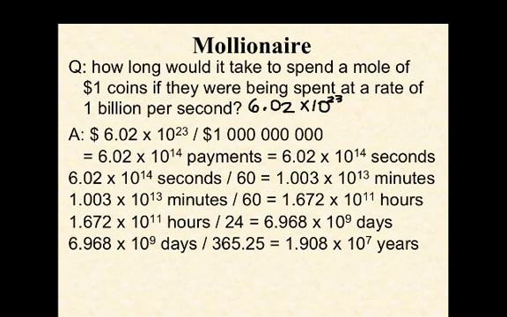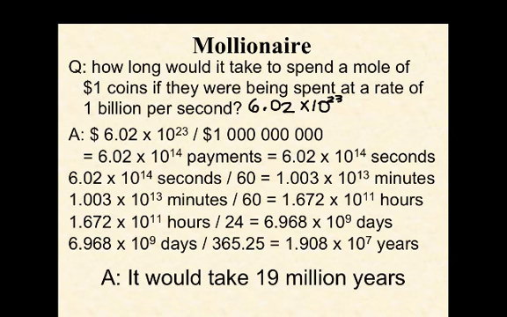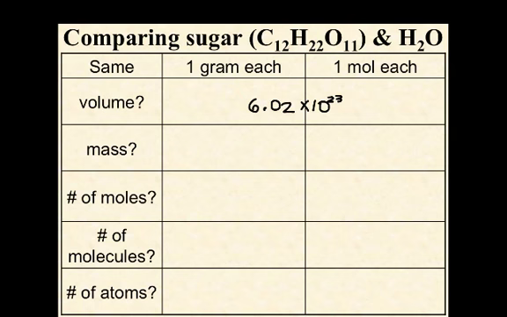This is a really huge number. It's bigger than the national debt by far, for now. You know, depends on who else gets elected next year, right? So it's going to take 19 million years to spend that many coins. A mole is a big, huge number. But remember, atoms and particles like molecules, they're really super tiny.